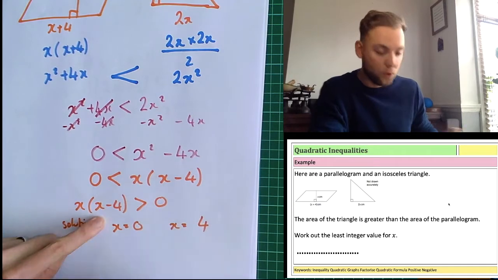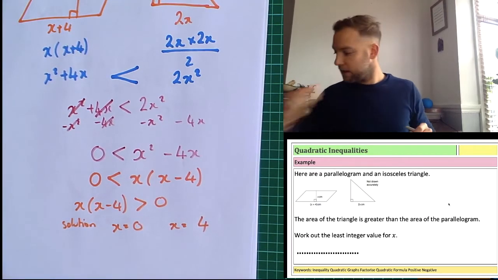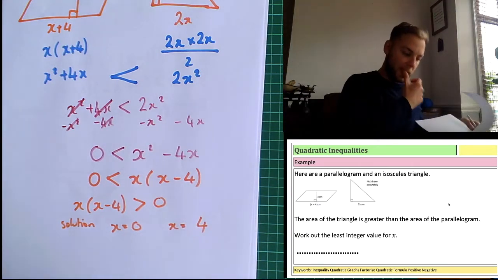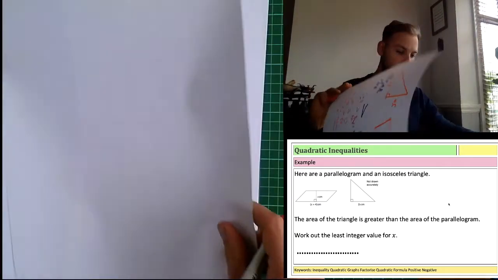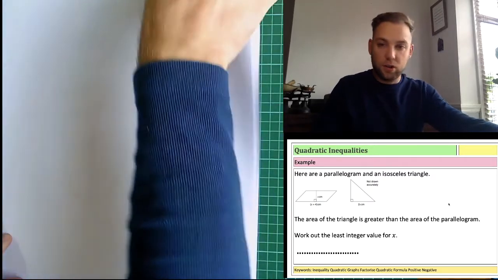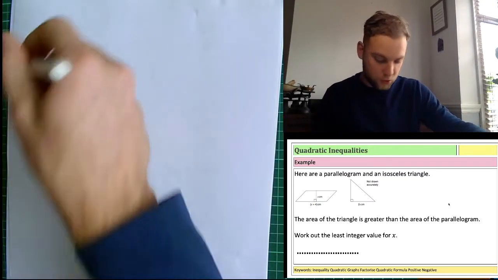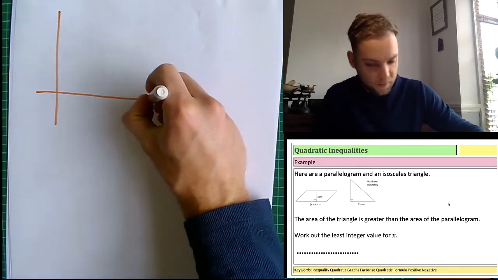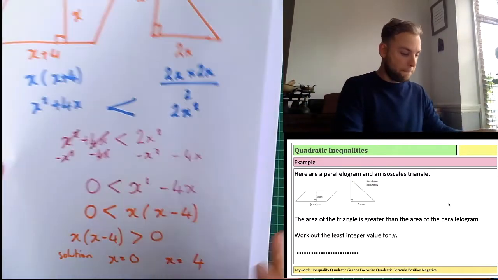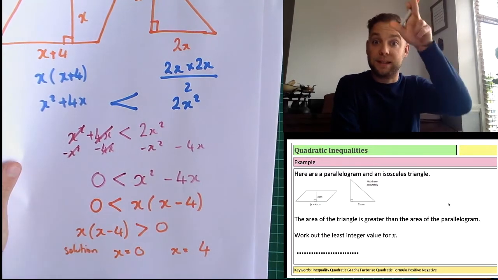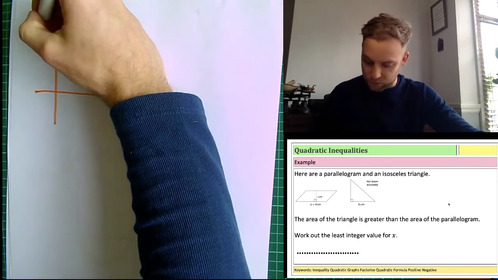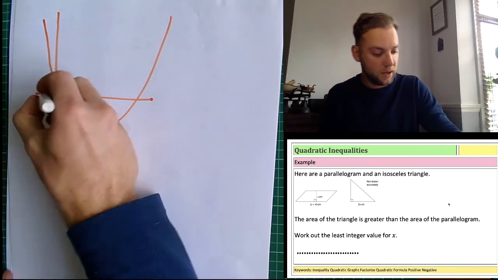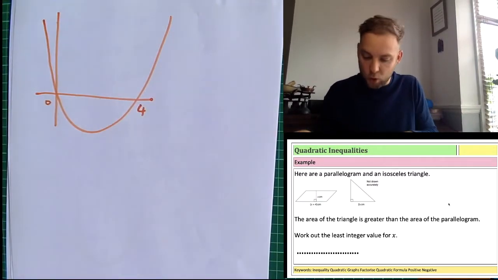Okay, so let's just draw our graph. Put this to the side. So we said our solutions are when x is equal to 0 and x is equal to 4. So it needs to be a graph. It's a positive x squared, which means that it's a U shape, and it's crossing through 0 and 4, so it looks like this: 0 and 4, and we're looking at here.